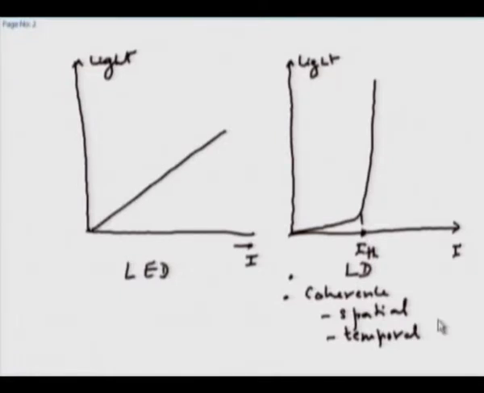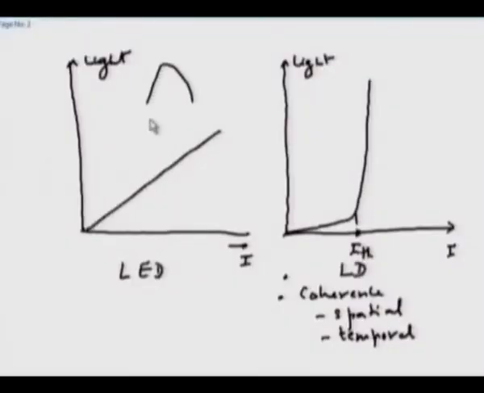Now, temporal coherence is the word used for the spectral purity of the light. In an LED, even though you see a light as red, if you look at the spectrum of the light, if you plot lambda on the x axis, you would see that the spectral width is quite large.